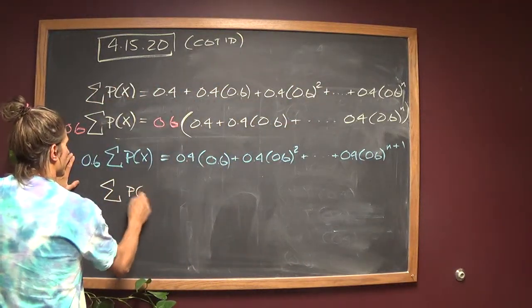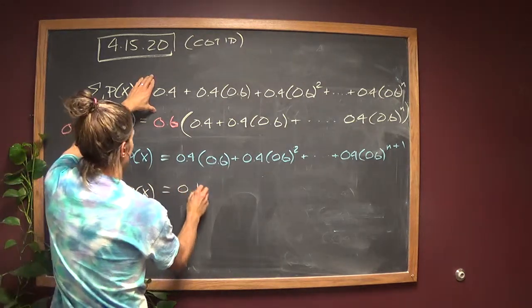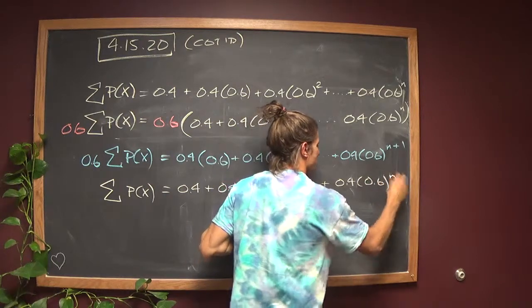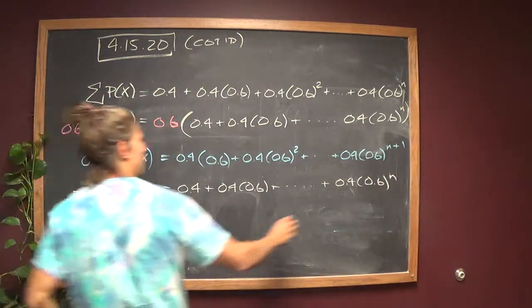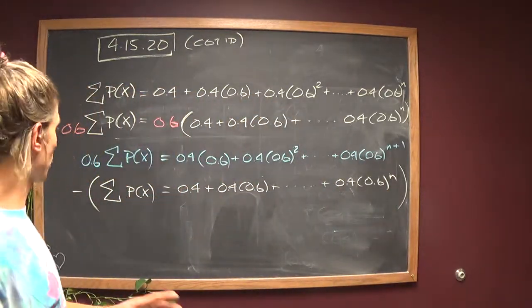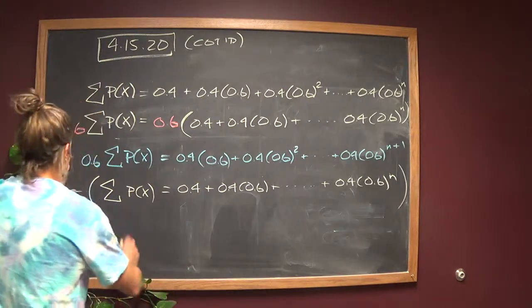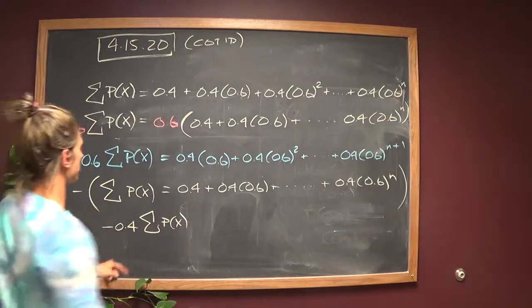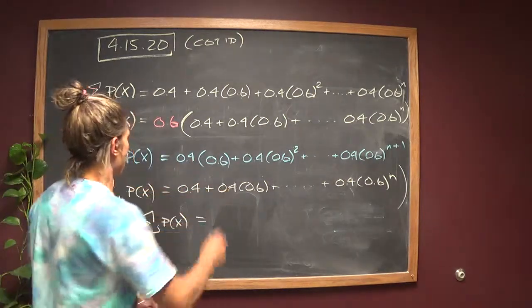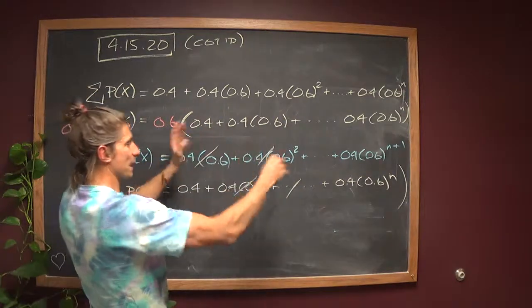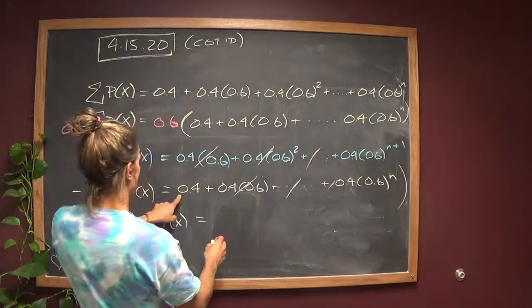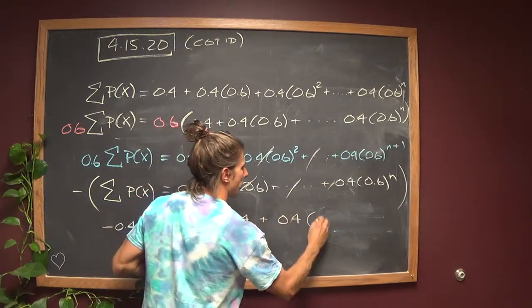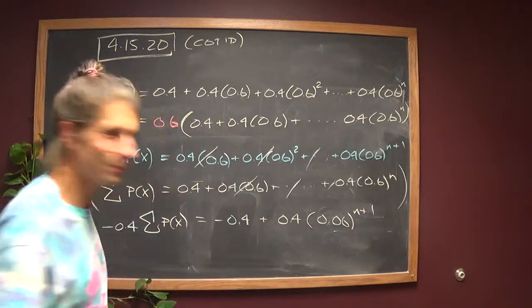So watch this. Sum of the p of x's. Write that down again down here: 0.4 plus 0.4 times 0.6 plus dot dot dot plus 0.4 times 0.6 to the n. And if we subtract that whole thing from this whole thing up here, you'll notice what you end up getting. Oh, excuse me, put it the other way around. We're going to get negative 0.4 times the sum of p of x. Don't worry about that negative, we'll deal with it in a second. Equals, now, this is going to cancel that. This will cancel whatever is next to it. Lots and lots of things cancel. And then at the end, you're going to have this negative 0.4 here, and a positive 0.4 times 0.6 to the n plus 1. Good so far? All right.